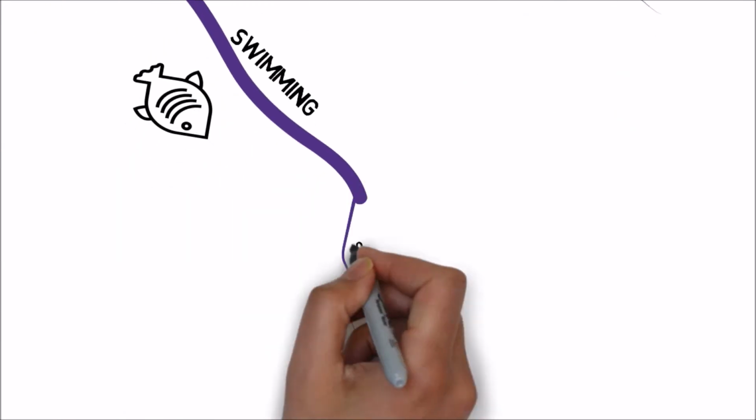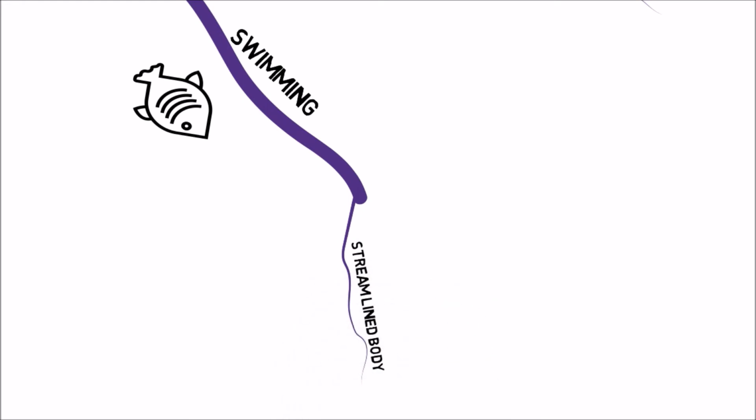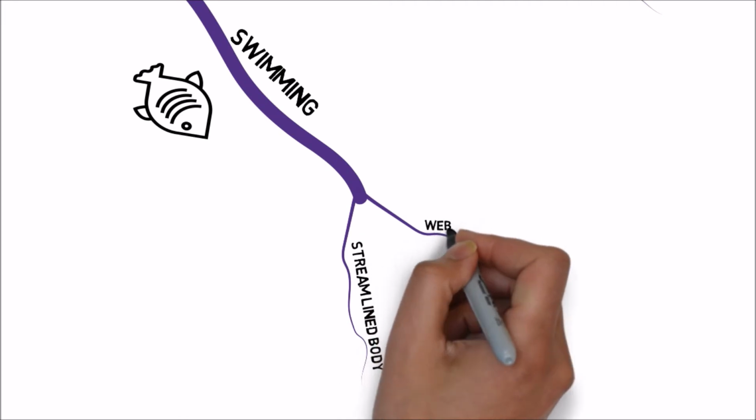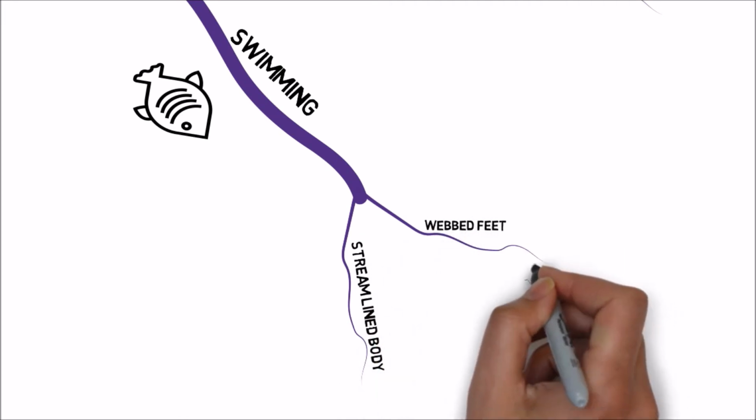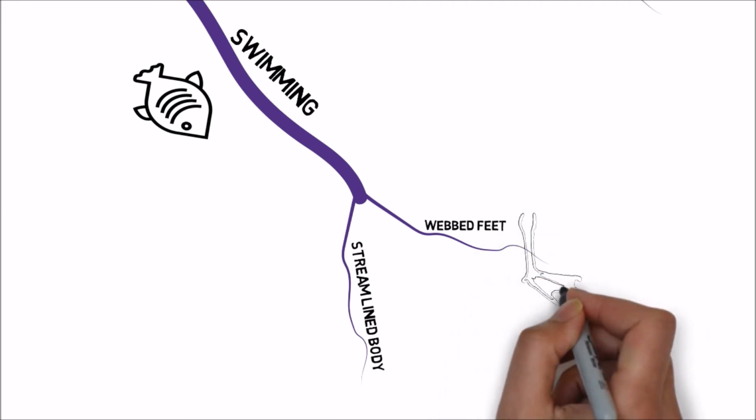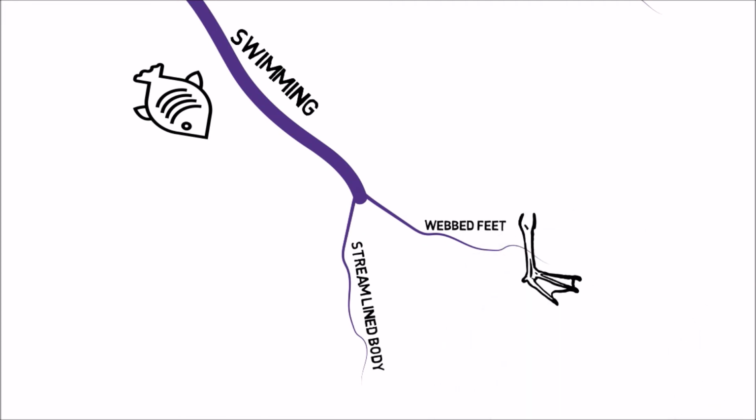So one, they do have streamlined body, just like birds. Then they have webbed feet. For example, a duck. So I'm going to draw a feet of a duck. So that's how they look like. And then finally, they have fins. Remember, this mind map is very expansive. You can continue expanding. So you don't have to finish over there. On streamlined body, you can still extend, or on webbed feet, you can still extend.